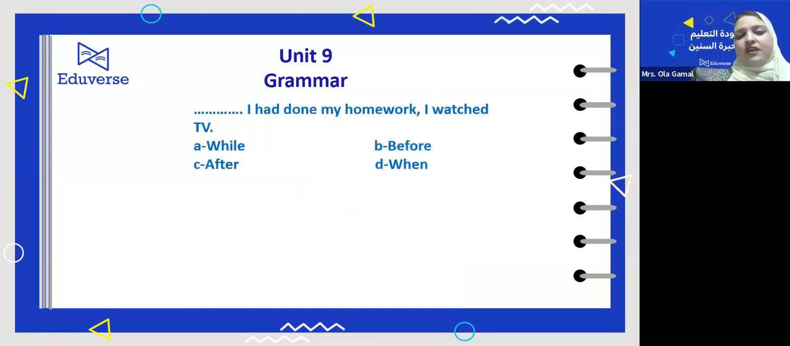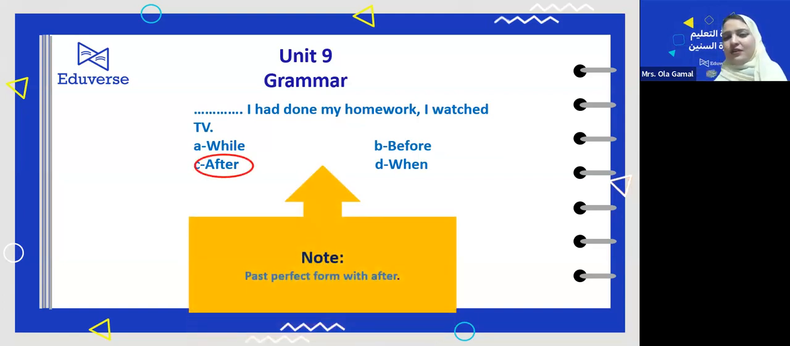Here: I had done my homework, after I watched TV. Here we need to use what after we have I had? Past perfect. This one must be followed and preceded by past perfect, which is, yes, excellent, after. Amazing. So we use past perfect form after the word after.